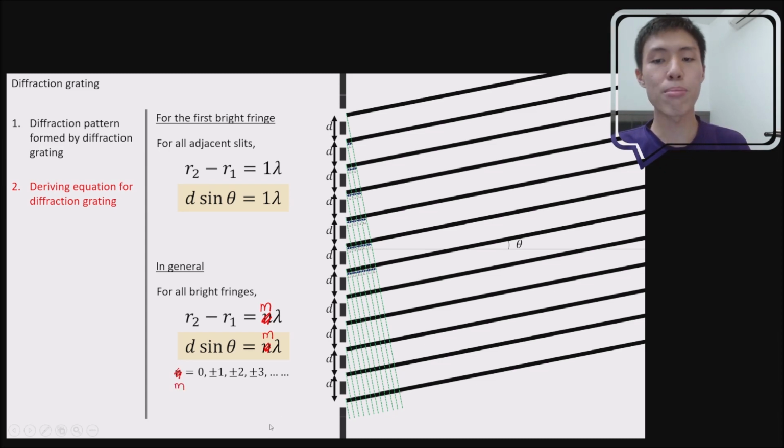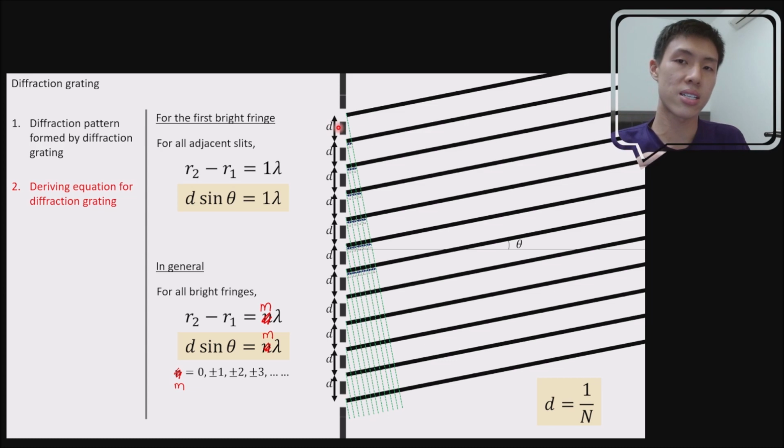So R2 minus R1 equals m lambda, therefore d sine theta equals m lambda, where m can be 0. If you substitute m equals 0, you can see that the angle will be 0. So this refers to the central maxima at the center. But if you talk about 1, 2, 3, then you're going further away from the central maxima. Now, how do you get this d over here?